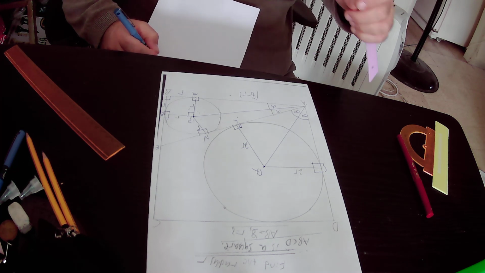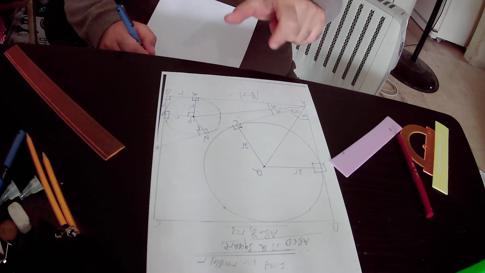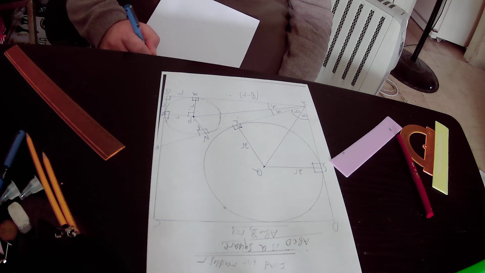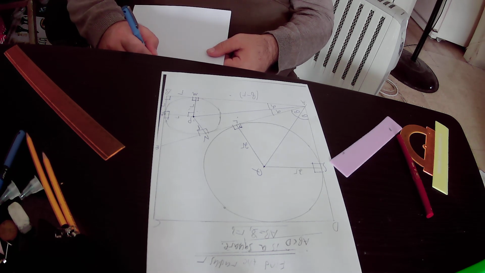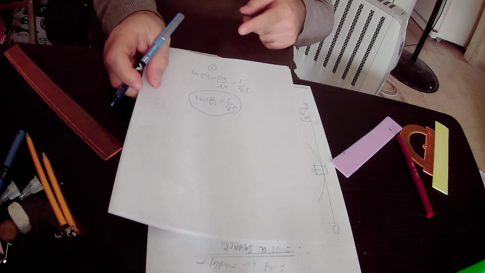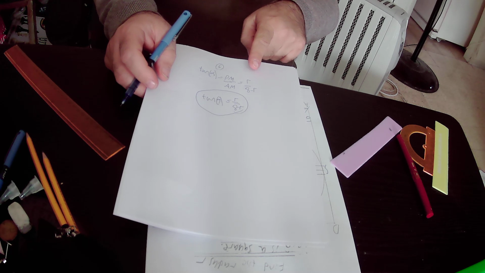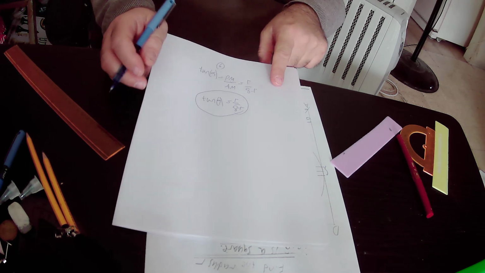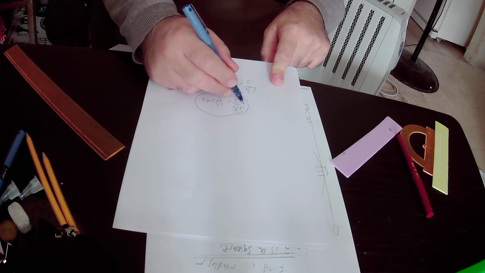But what is the value of PM? PM equals R. And what is the value of AM? AM equals 8 minus R. So in total we found out that the value of tangent alpha is actually R over 8 minus R. Let me repeat again, because PM equals R and AM equals 8 minus R, the value of tangent alpha is R over 8 minus R.